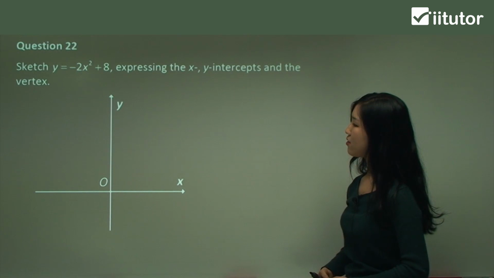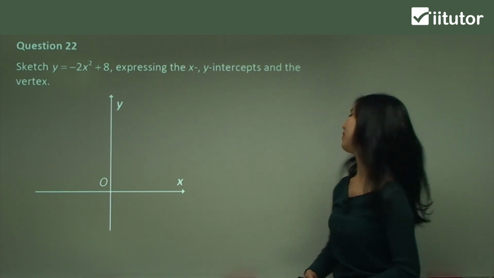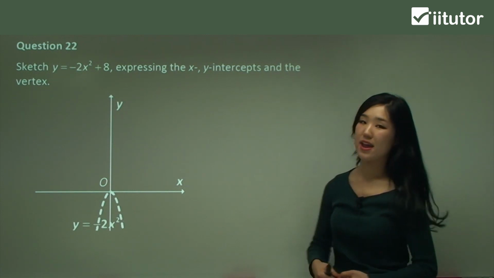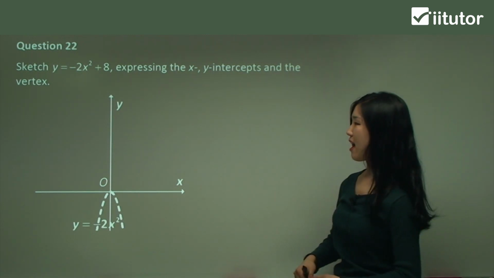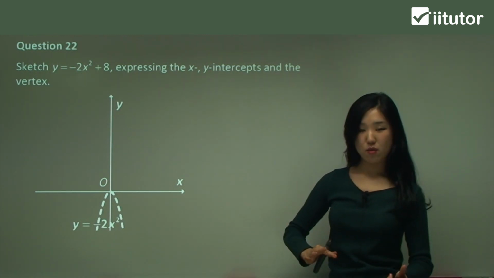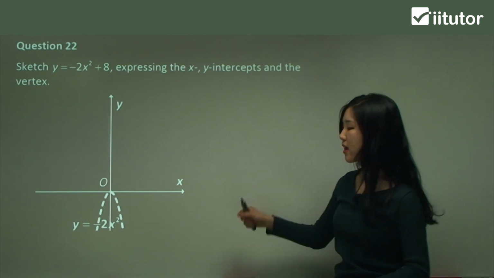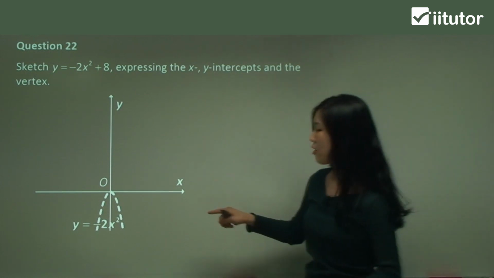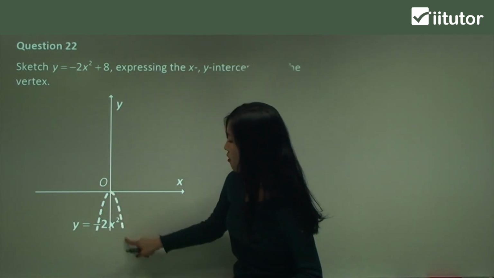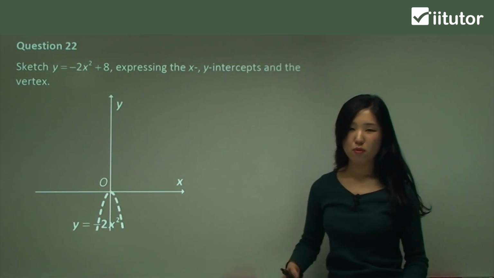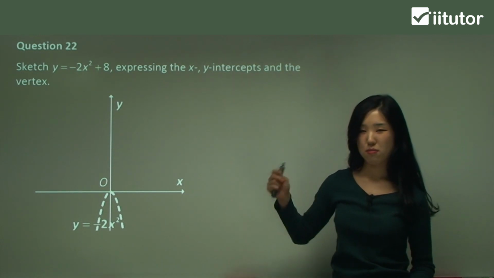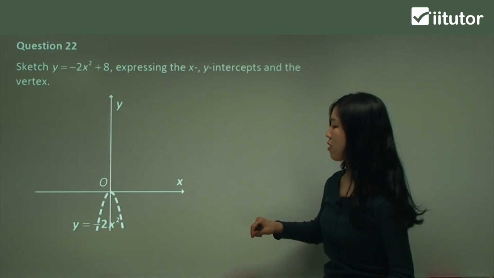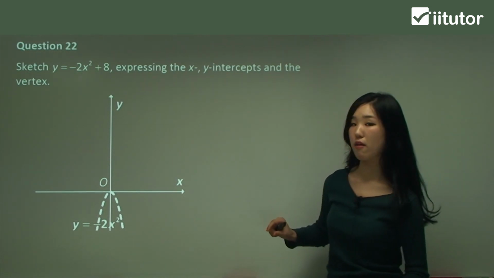y equals negative 2x squared plus 8. Alright, I'm going to do the same thing. Start with my negative 2x squared. Now, you know the difference between negative x squared and negative 2x squared? Negative 2x squared is a little bit more narrow than the negative x squared graph. So I try to draw it a little bit more narrow, but as I said before, you can't really tell a difference, so just going to be rough. Okay, so that's my negative 2x squared graph, hoping that it looks a little bit more narrow.